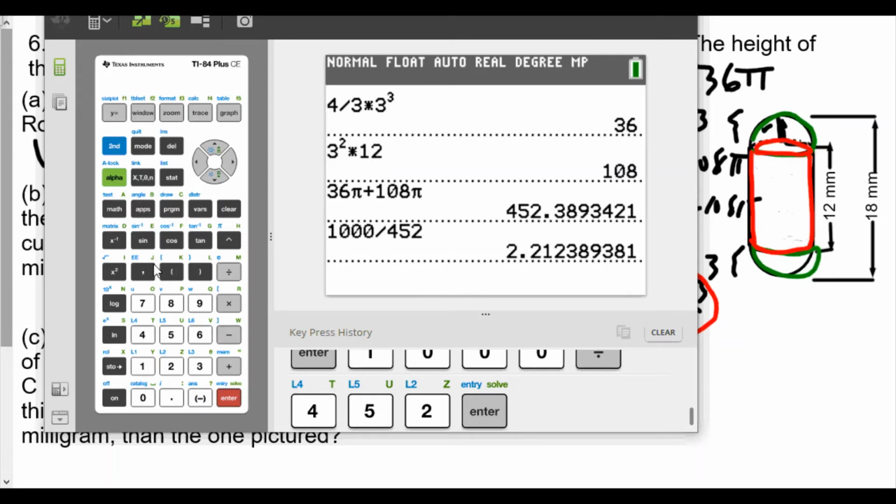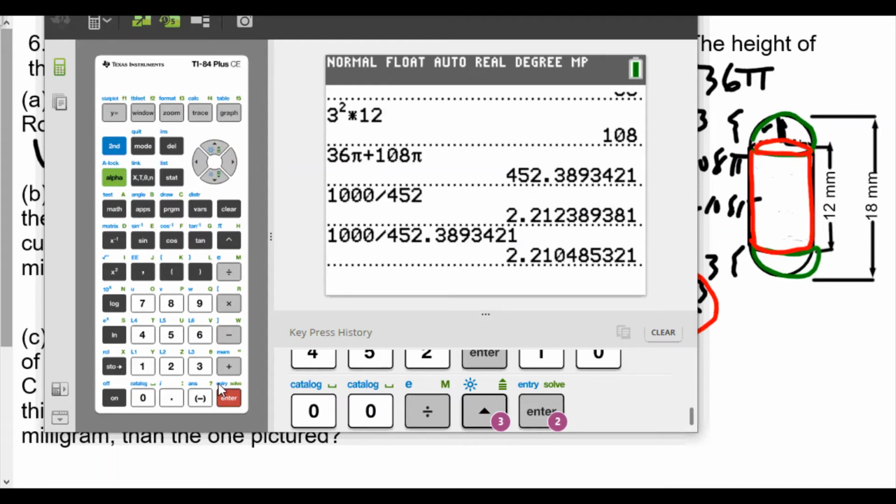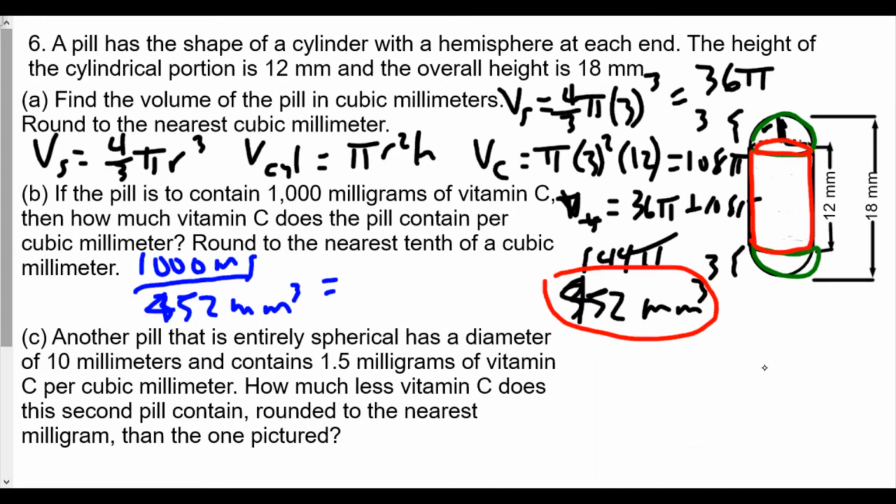Now, if we were to do the same thing and instead use the value we found previously, 452.38, we would still get 2.21. It's very close. So to the nearest tenth, we would have 2.2. So the answer is 2.2 milligrams per cubic millimeter.